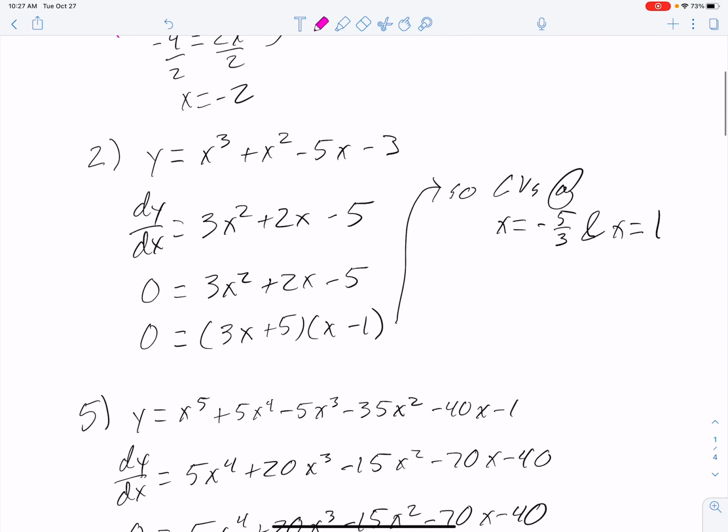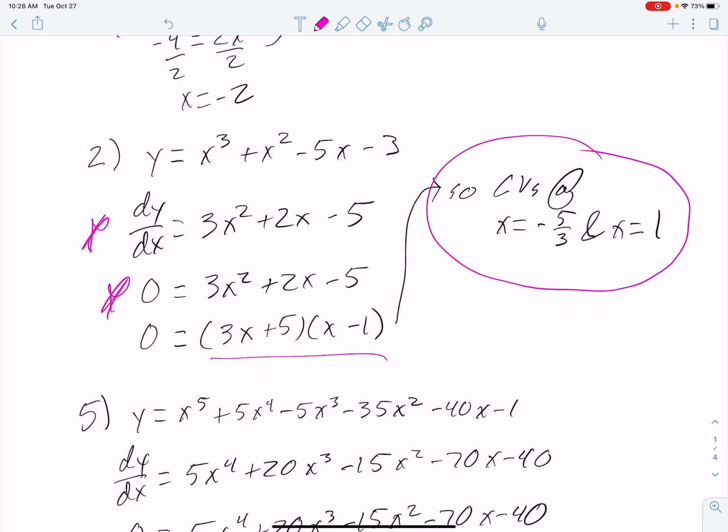A good rule of thumb thinking about a problem like number 2, when I've taken my derivative and I set it equal to 0, if you have your calculator on a quiz or a test, this probably wouldn't be factorable. If this is on the non-calculator part, it will be factorable. So I factor my polynomial, and I end up with two critical values at x equals -5/3 and x equals 1.